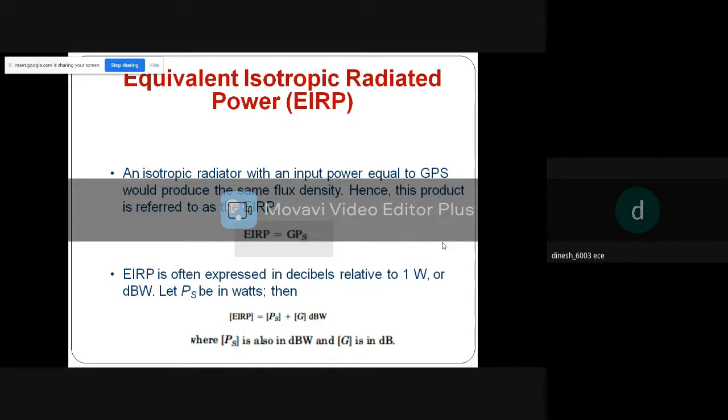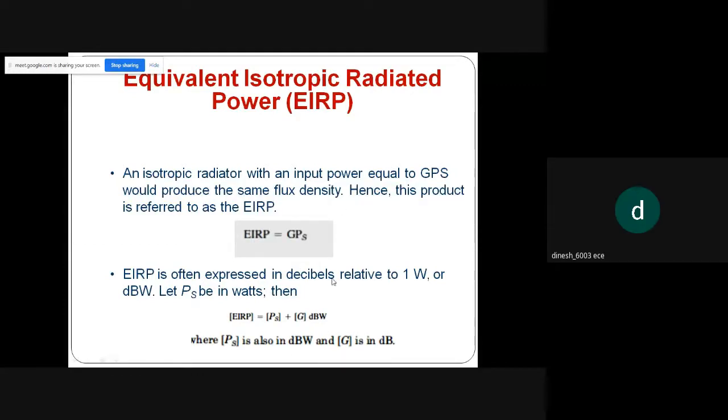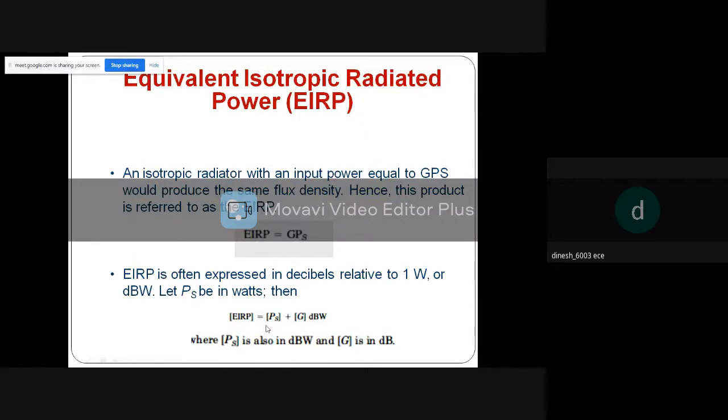So EIRP is equal to G into Ps. Gain is measured in decibels, and Ps is the power of the transmitter, in dB watts. So EIRP is equal to Ps plus G. We have a problem based on that.